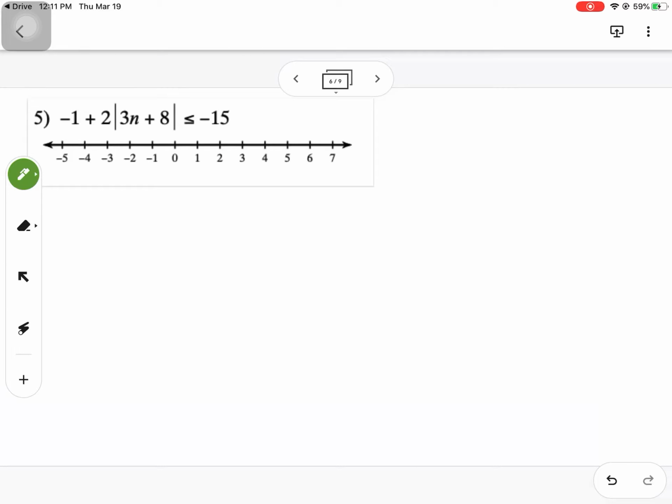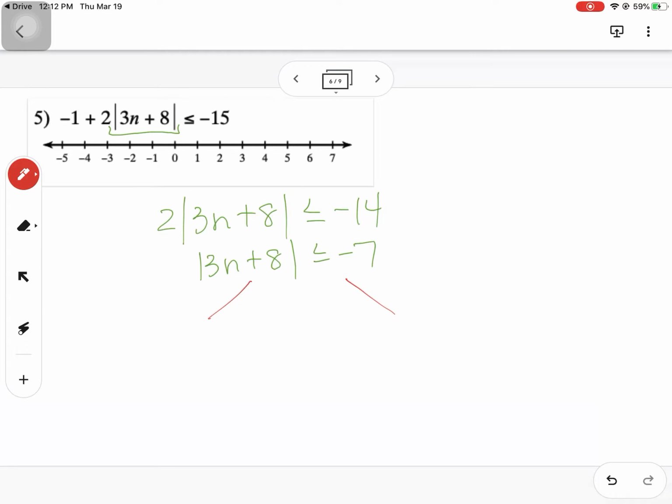We're going to try this one also. You are welcome, as always, to pause this and see how far you can get, and then just play it and listen to the explanation when you're ready. Again, we want to isolate our absolute value, so we're going to add 1, and then divide by that 2. And you should get the absolute value of 3n plus 8 is less than or equal to negative 7.